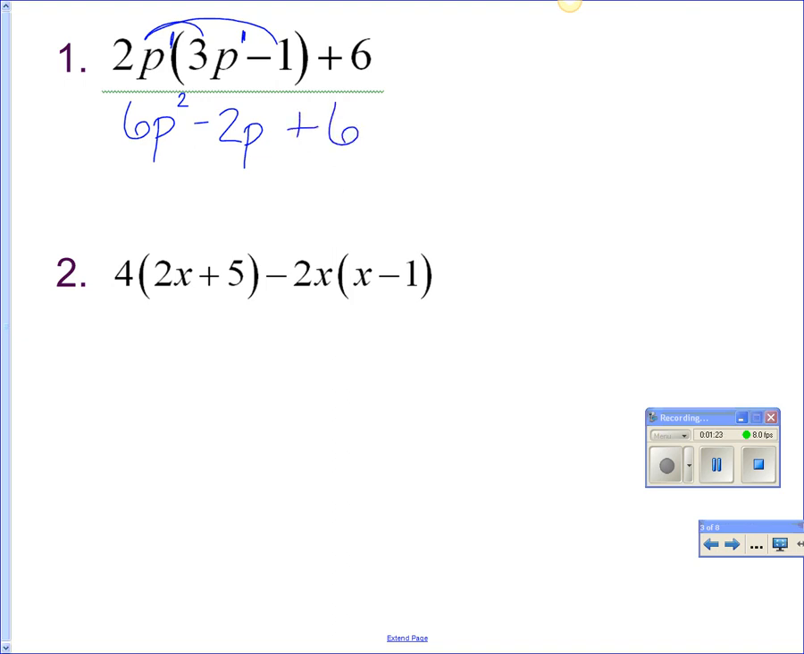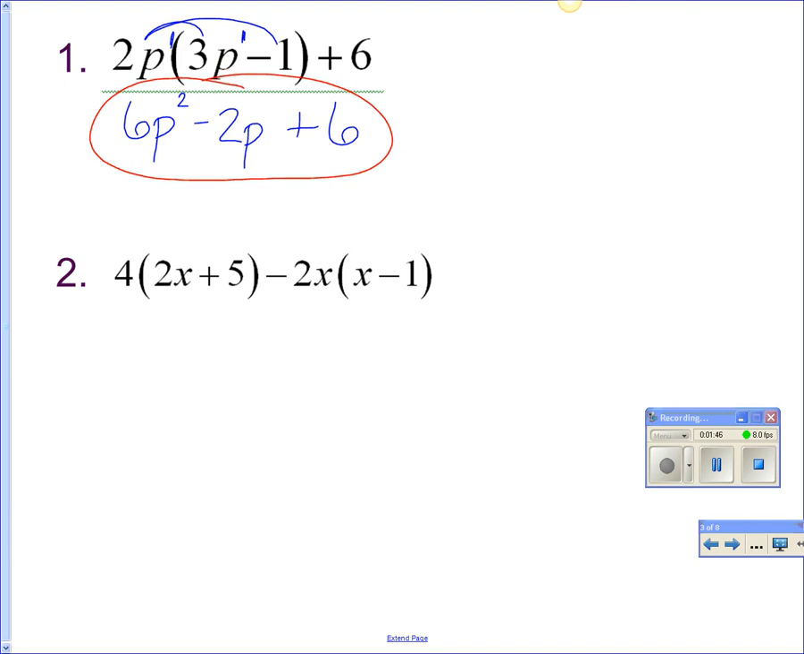Now, you always need to ask yourself, is there one more step to do? Right here, can you put p squared and p together? Can you combine those? Are they like terms? No. Okay? So can I put the 2p and the 6 together? No. So this is your answer: 6p squared minus 2p plus 6.